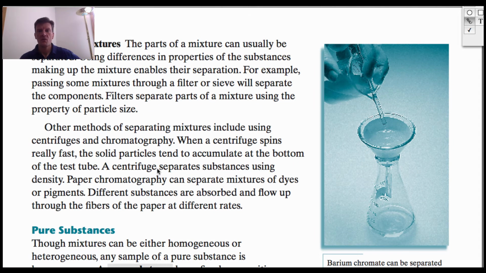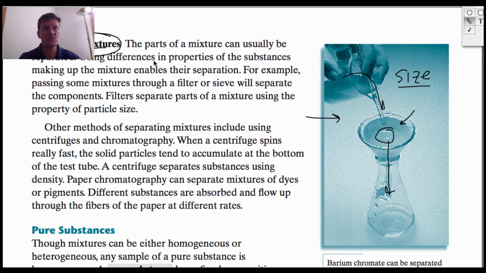Now, one neat thing that we can do is we can use these properties to separate stuff. So we can use different properties to separate stuff. So for example, in this picture right here, this person is pouring a mixture through filter paper. Well, the substance that is larger in size is going to stay inside the filter paper, and the stuff that's smaller in size is going to pour through. So this is going to separate substances based on what property? Size. This is a great thing to write down.